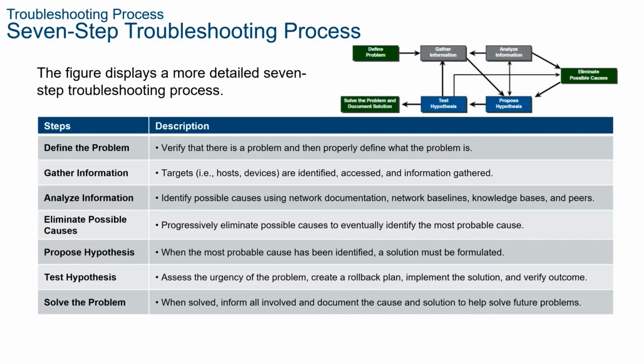All right. Next is the 7-step troubleshooting process. You've got defining the problem, gather information, analyze information, eliminate possible causes, propose hypothesis, test hypothesis, and solve the problem and document the solution. Let us discuss this in detail in the next section. The figure displays a more detailed 7-step troubleshooting process. Notice how some steps interconnect. This is because some technicians may be able to jump between steps based on their level of experience.